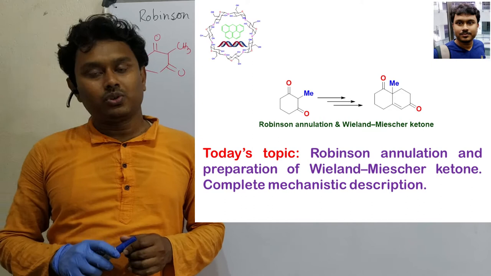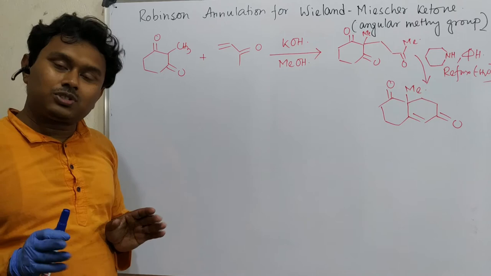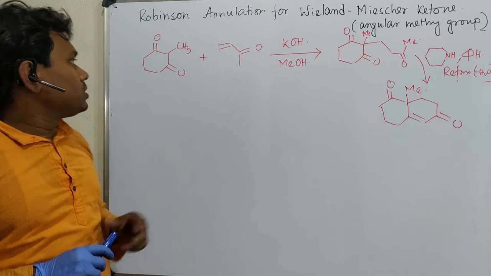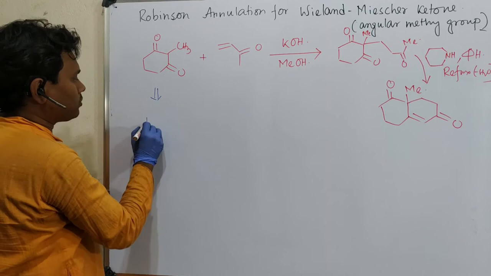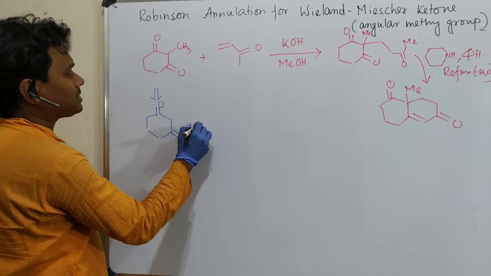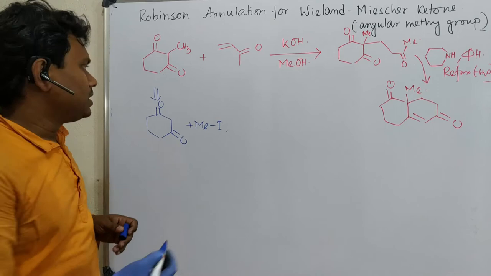So let's start. Since it's an advanced stage course, I recommend you think about how the synthons will be prepared. How could this be prepared? This is a 1,3 dicarbonyl compound with a methyl substituent. So first of all, you may think that this could be prepared from the corresponding 1,3 dicarbonyl compound in presence of base plus methyl iodide, or tosylate, whatever. Methyl iodide is the best choice. So the anion will be generated in this way.